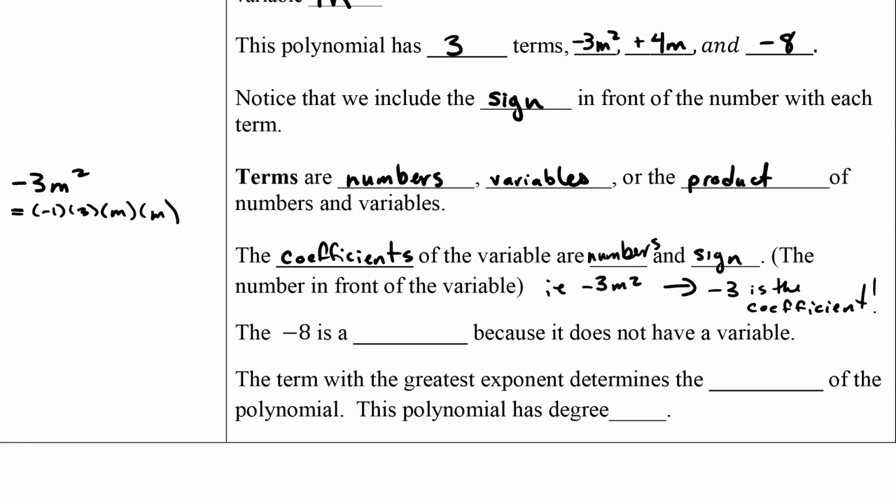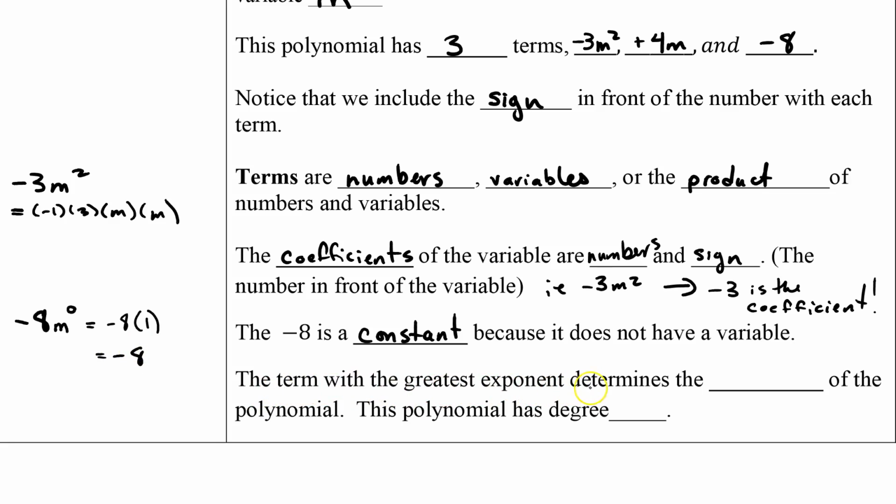Negative 8 is a constant because it does not have a variable. Now that is kind of a grade 9 answer. If you want to have a little bit more of a sophisticated answer, we're saying that negative 8 actually does have a variable. It's just you can't see it, because I would say negative 8m to the power of 0. What? Why? Because anything to the power of 0 is 1. So we have negative 8 times 1, which is negative 8.